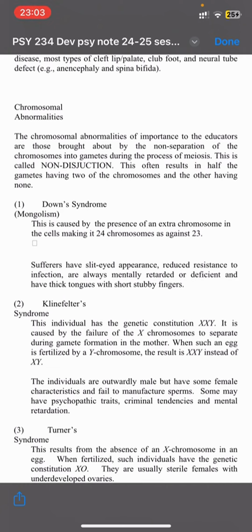So Down syndrome or Mongolism. This is caused by the presence of an extra chromosome in the cells, making it 24 as against 23. So if the egg or the ova brings in 24, and then the sperm cells bring in 23, when they form, it will form 47, which will cause Down syndrome, Mongolism. You can remember this by, the extra one is pulling you down. So for Down syndrome, you have an extra one, which is pulling you down. Sufferers have a slit-eyed appearance, reduced resistance to infection, and are always mentally retarded.